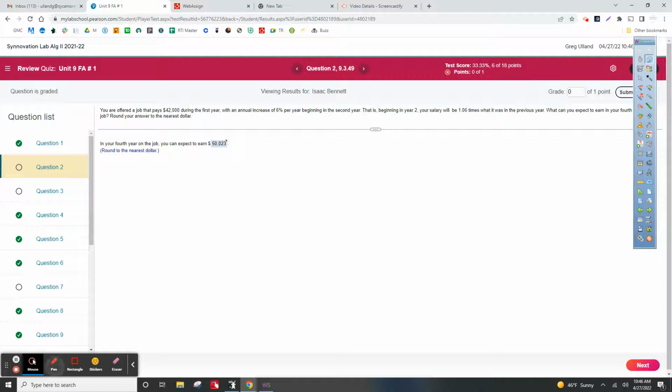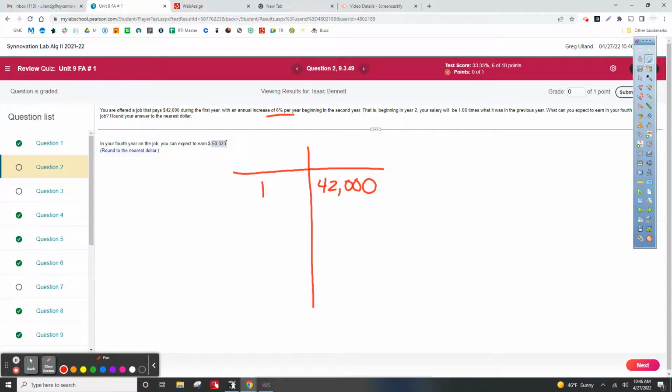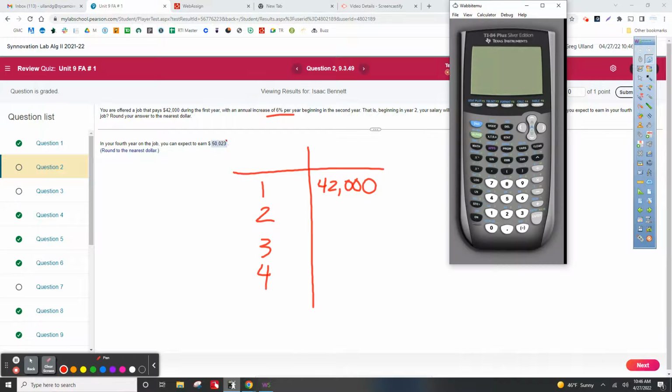Okay, so you're offered a job that pays $42,000 during the first year. Okay, and then 6% increase in the second year. So it tells you what our r is. Our r is 1.06. Now, what's really difficult about this one is to find the y-intercept. So let me help you with that. 42000 times 1.06. This is 44520.